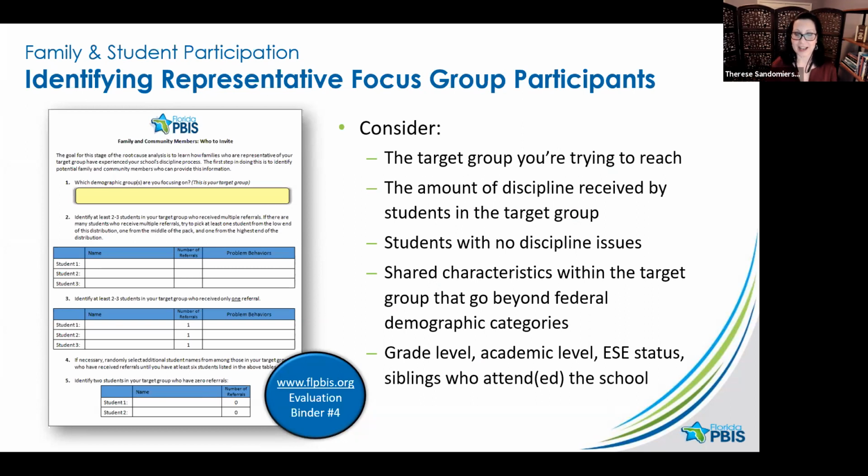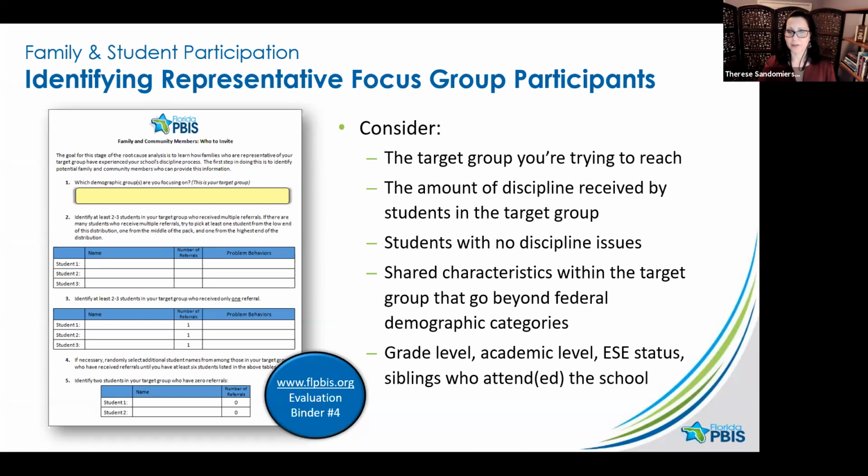If you're a school that has a lot of referrals for Black and African American students, then you want to make sure that several families whose children have received multiple referrals are part of that group. At the same time, you don't only want it to be from that end of your referral distribution. You also want to include some families who have children that have not had discipline issues. They're not going to be the majority of your focus group participants, but it's good to have their voice there so you can get a little bit more balanced picture of their experiences in your school.